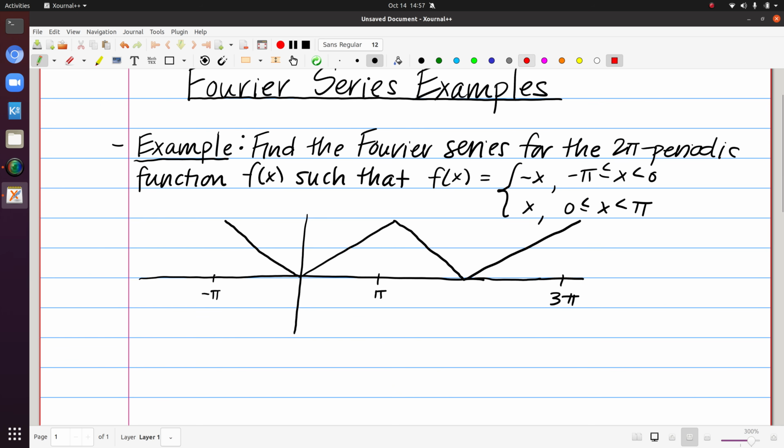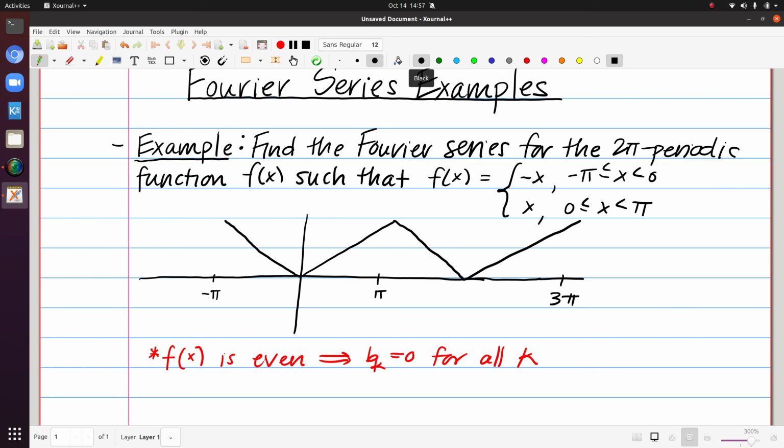And so while it's not necessary for me to observe this, it's going to save me a little bit of time. f of x is even. And that means that b sub k is 0 for all k. So we don't even need to try to find those coefficients in the Fourier series.